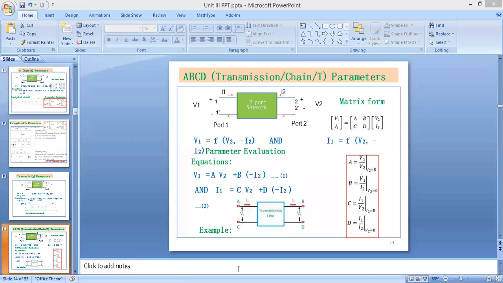Please Priyanka, mute yourself and please join the class on time, because you have missed the inverse hybrid parameter.